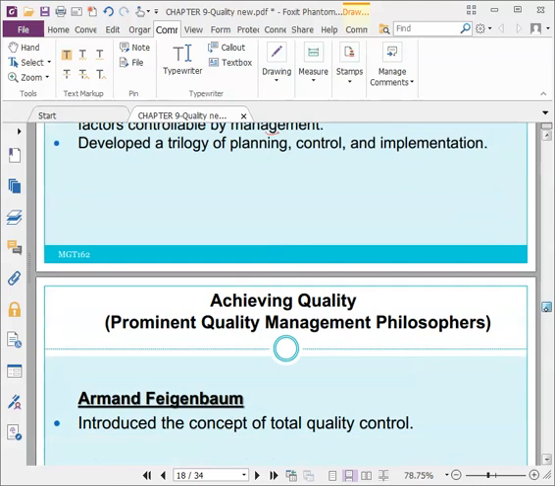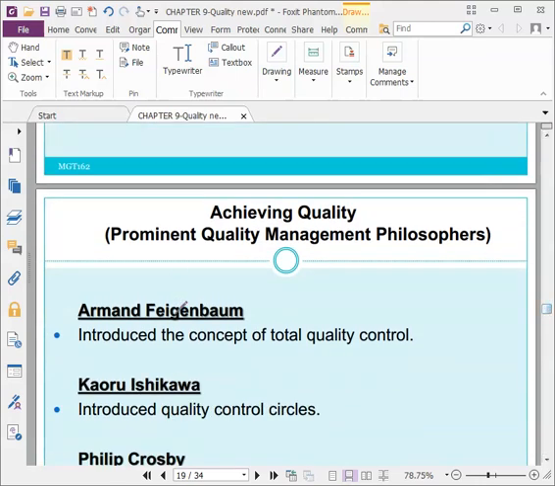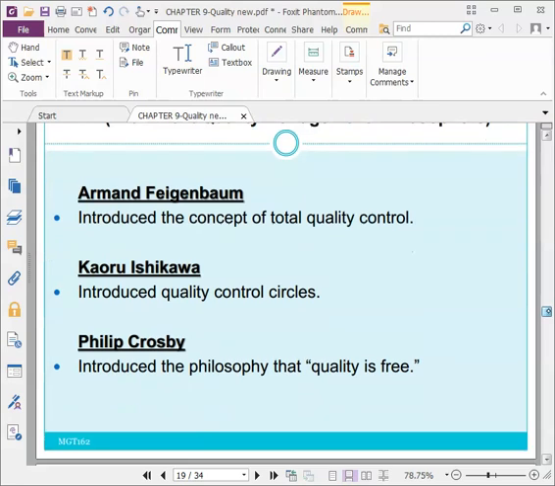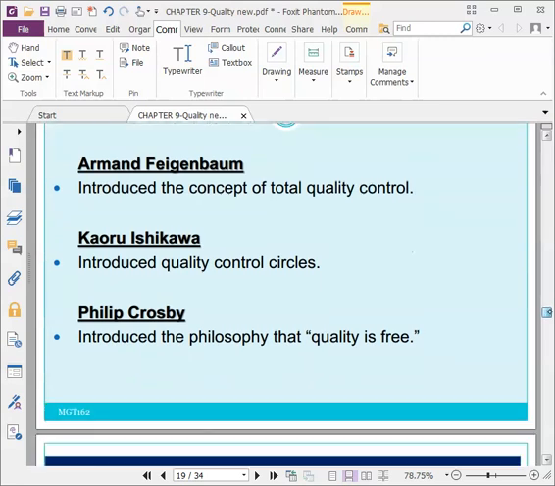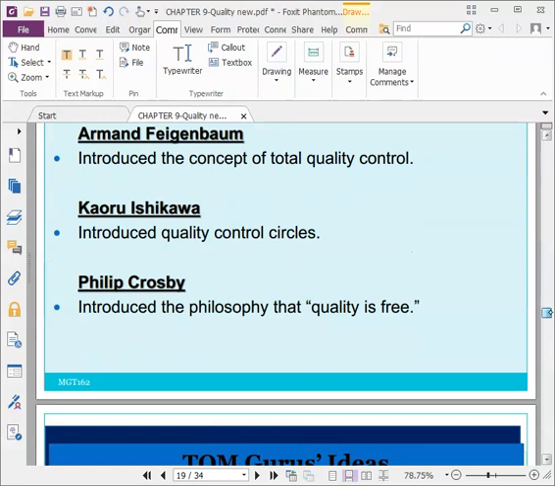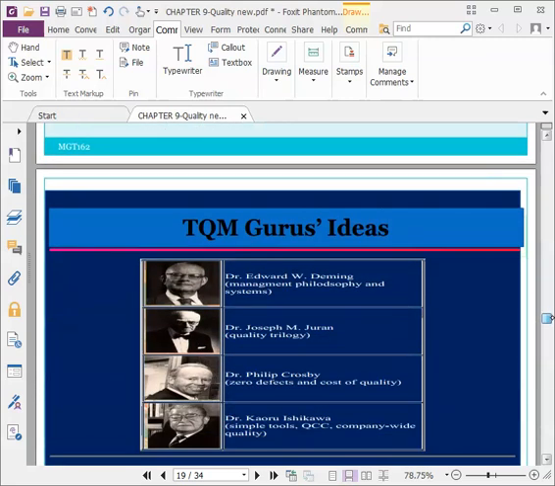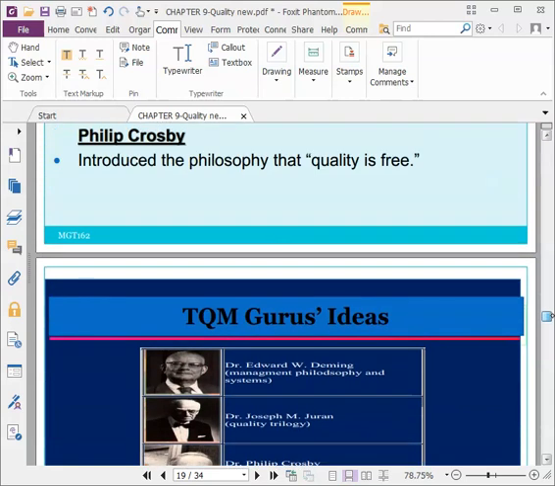sistem. Okay. And then kita tengok Armand Feigenbaum, okay, introduce the concept of total quality control, and then Kaoru Ishikawa introduce quality control cycle. Philip Crosby introduced the philosophy that quality is free. Okay.